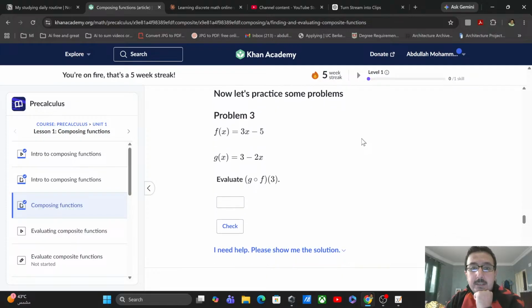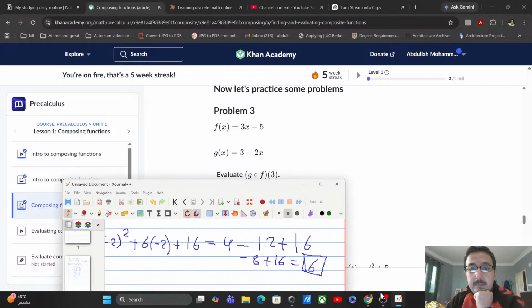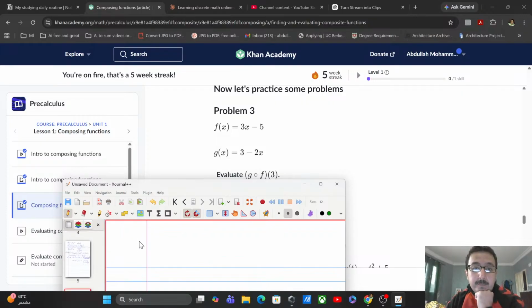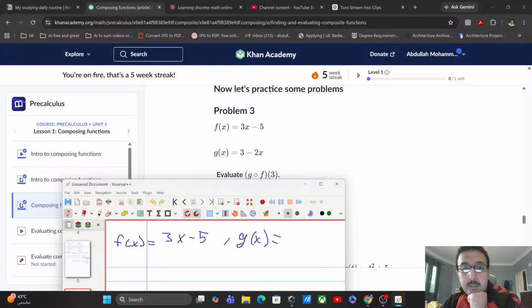Okay. Let's practice some problems. We got a problem here. Let's hope I get it right this time without any mistakes. I got f(x) equal 3x minus 5. I got g(x) equal 3 minus 2x. Formally evaluate g composed with f at 3.